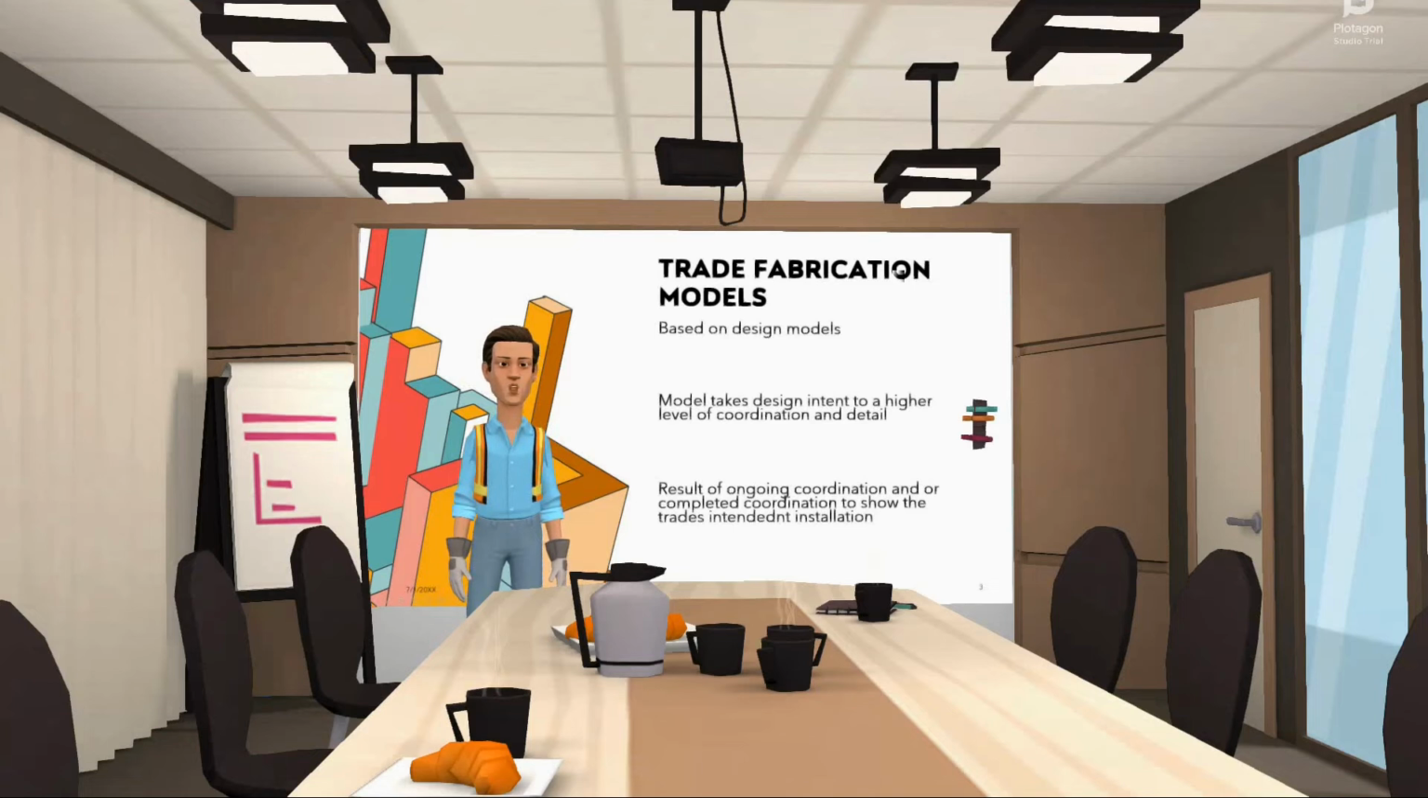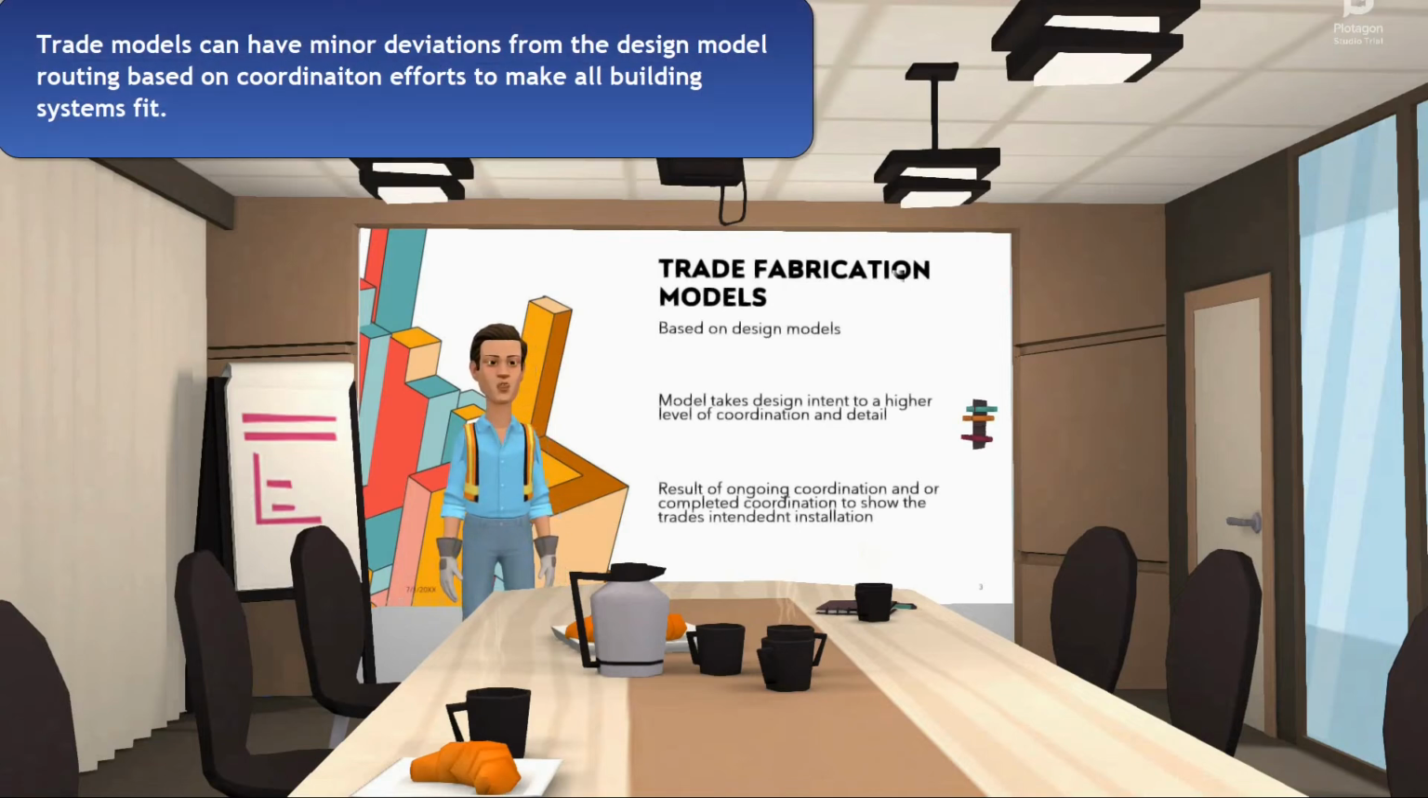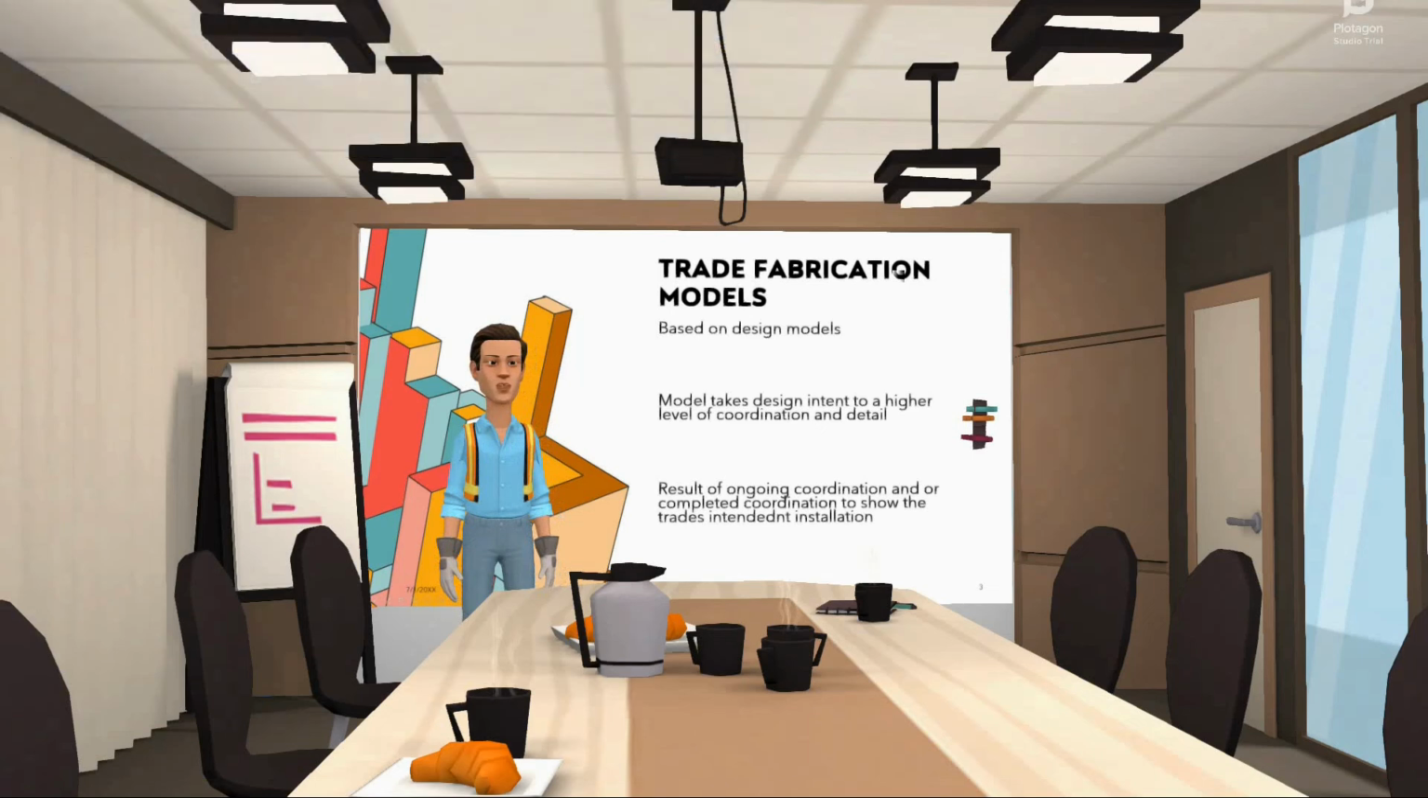Trade fabrication models are models that replicate a model from a specific design discipline that represents the trade scope of work and shows the trade's specific intended routing and takes the design model to a higher level of coordination and detail. This higher level of detail is a result of ongoing and/or completed coordination amongst the other subtrades, showing the intended field routing, system, hangers, connections, and the other coordination with adjacent services in the same space.